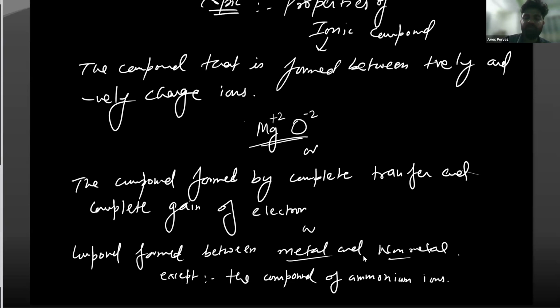A compound formed between metals and non-metals, except the compounds of ammonium ions, is ionic. For example, ammonium chloride, ammonium hydroxide. So these are non-metal compounds, but they are ionic.